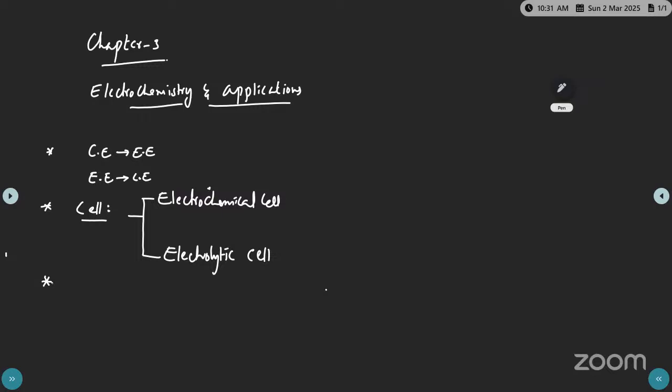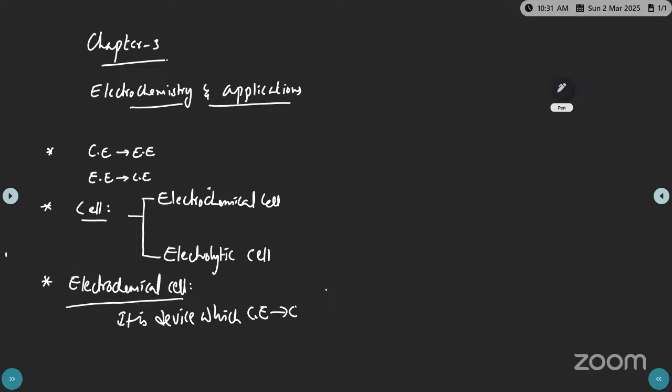An electrochemical cell is a device which converts chemical energy into electrical energy. Means these cells convert chemical energy into electricity. These cells generate the current from the chemical energy. These cells generate the current by performing chemical reactions.